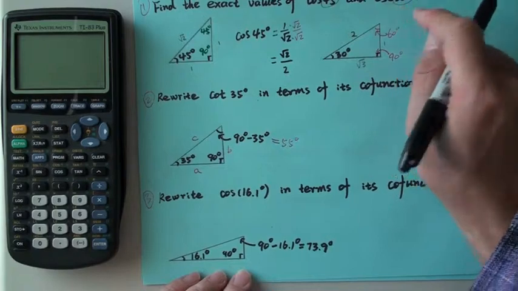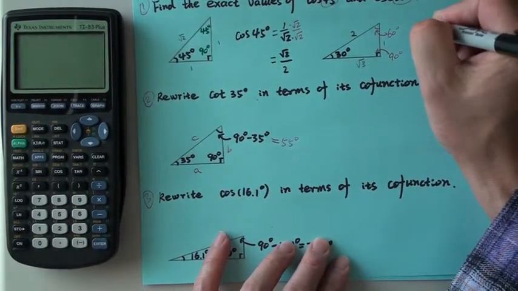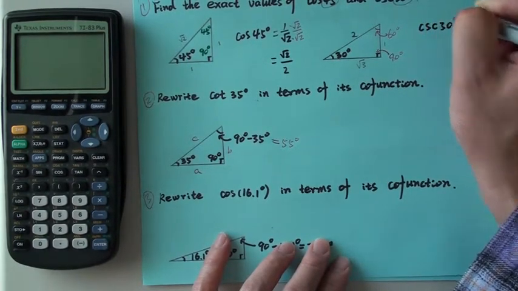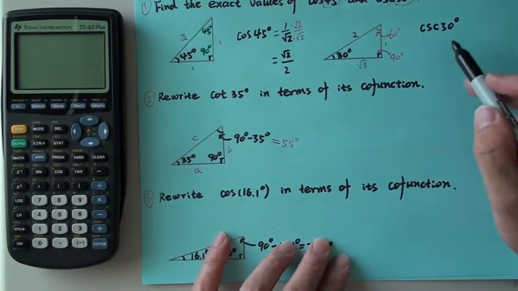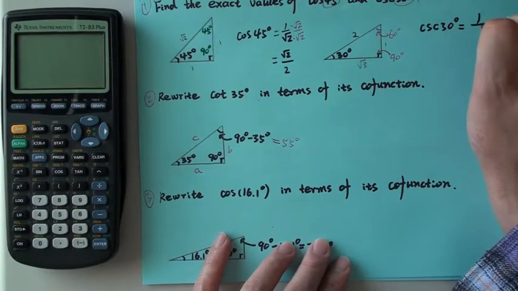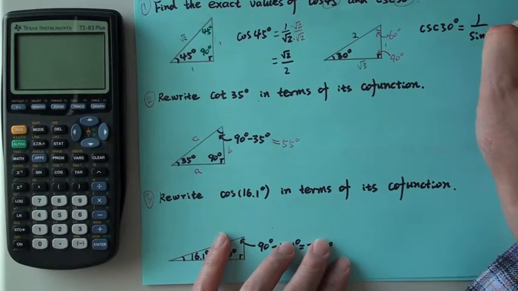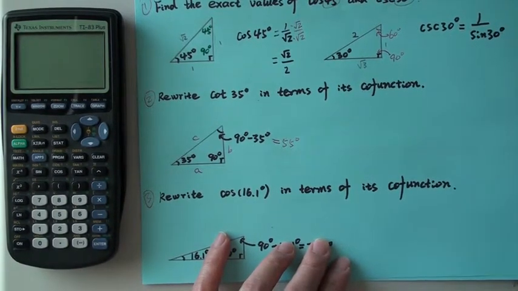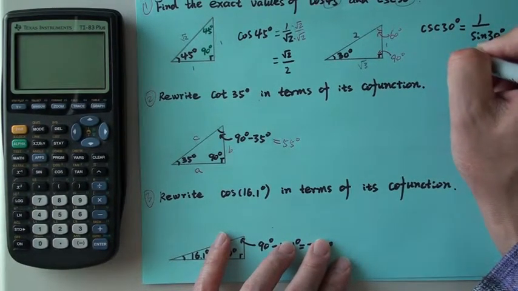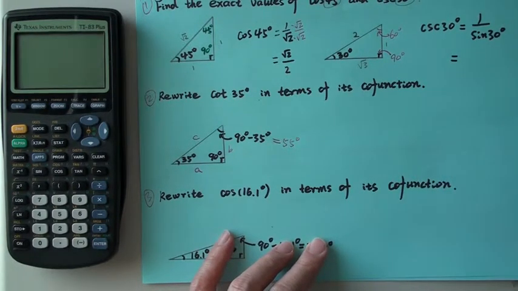The second one is cosecant. Probably you don't remember the definition, but you have to remember something. Cosecant 30 degrees. Remember, cosecant is the reciprocal of what? Of sine. Secant is the reciprocal of cosine. You want to remember in that way. If you remember that, then you know this is a basic one.